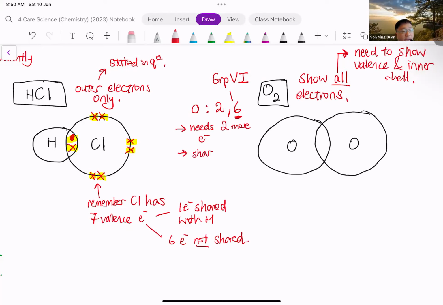This means it will share 2 electrons. This is a key concept here. If you need 2 more electrons, you share 2 valence electrons. So what does sharing 2 look like? Just now, we did sharing 1. Sharing 1 with each other. So you share 1 with me, I share 1 back with you. So 1 dot, 1 cross. Sharing 2 is 1 dot, 1 cross, 1 dot, 1 cross.